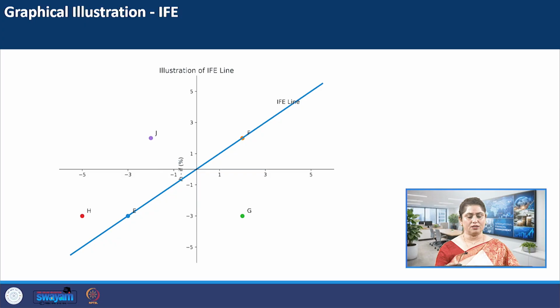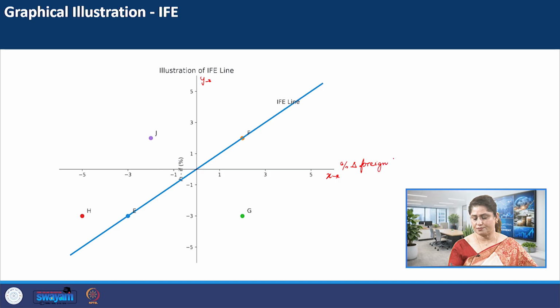Now let us understand the international Fisher effect with the help of the graph. Now here we have the x-axis and we have the y-axis. In the x-axis we have the percentage change in foreign currency value, and here we have the interest rate. Let us denote it by I here.